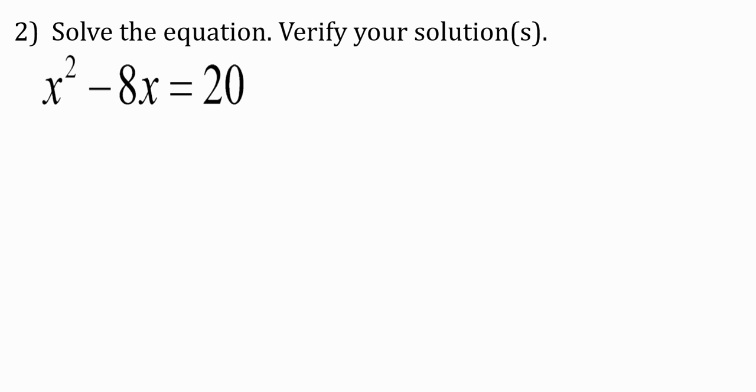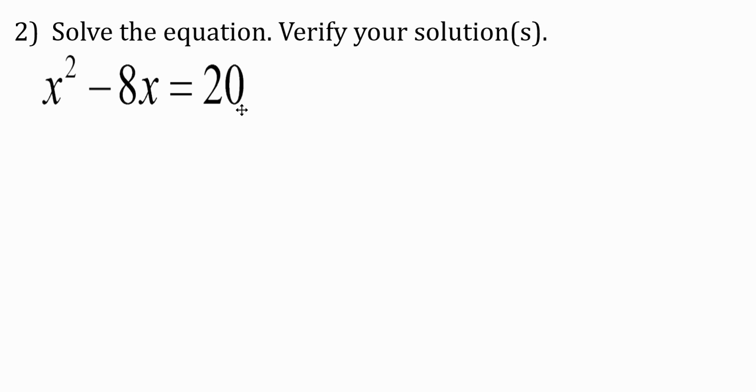Well, how about this equation? We've got x squared minus 8x equals 20. This is a little bit different than our previous ones because it wasn't one variable squared and then an operation equals a number. Here we've got our x squared, we've got an x, and then we have a constant. But this is looking similar to things that we've done in the past.